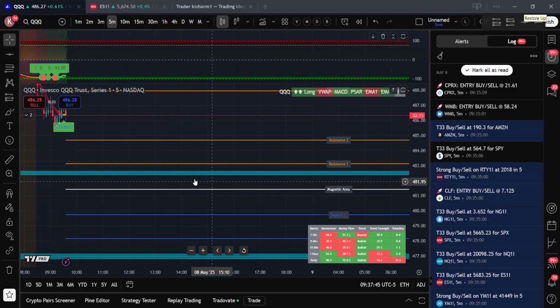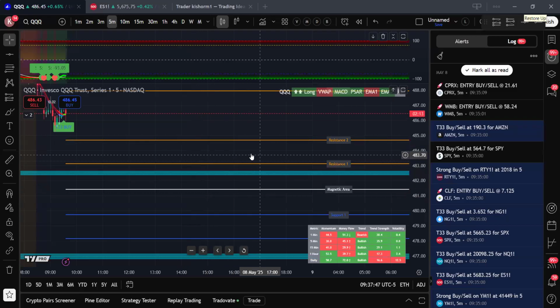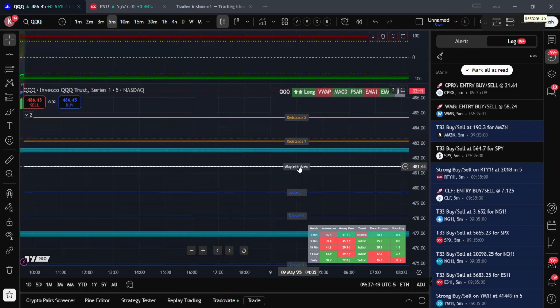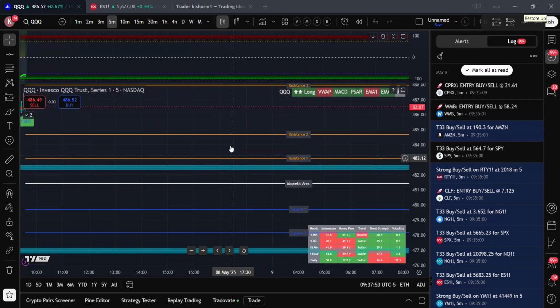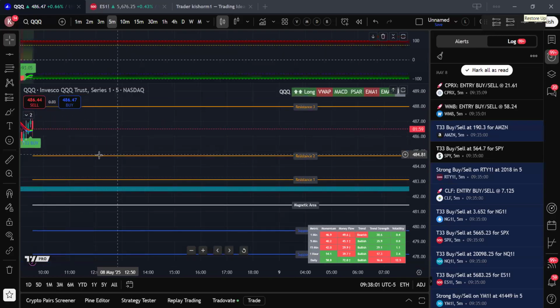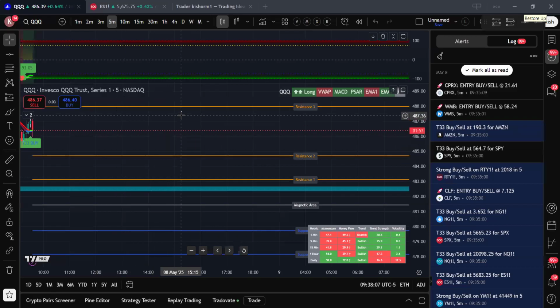So generally, if we get a buy signal close to one of these key levels, this magnetic area or resistance one, resistance two, whenever price breaks a resistance, that becomes a support. So if price comes here, initially resistance two, but if price is above it, and if price comes here and starts bouncing, then that is also a good opportunity to go long.